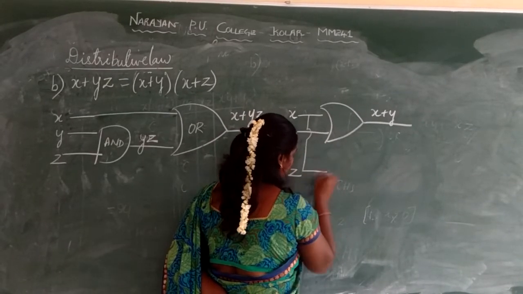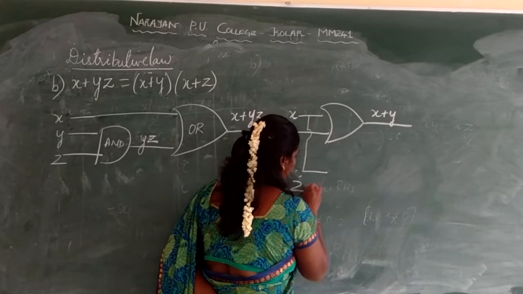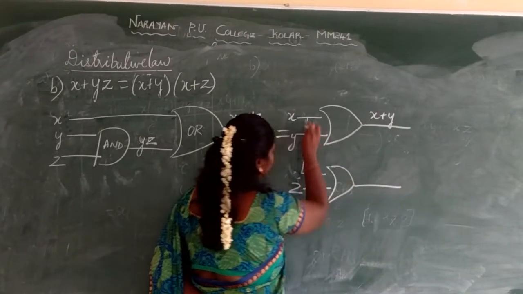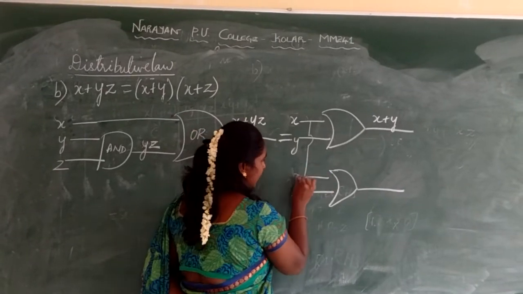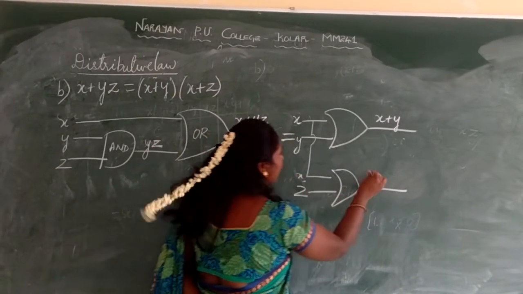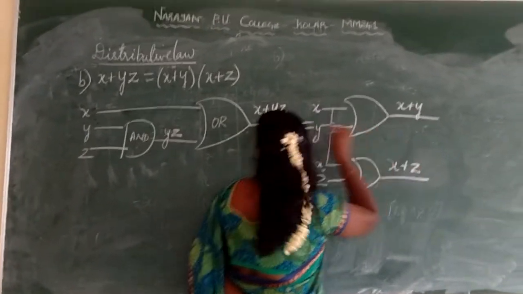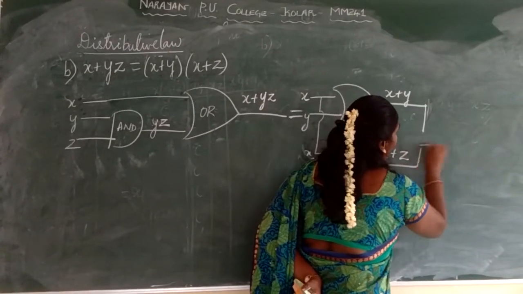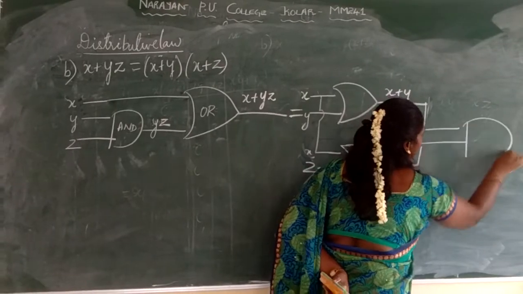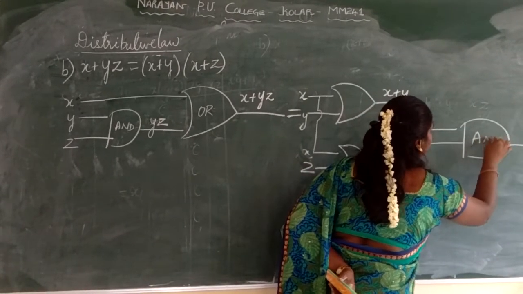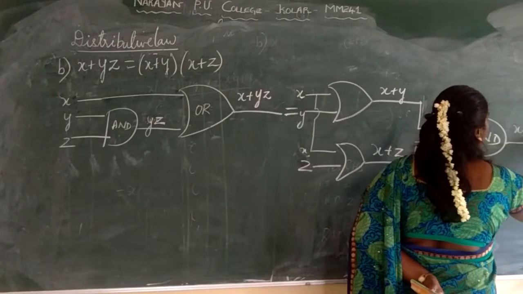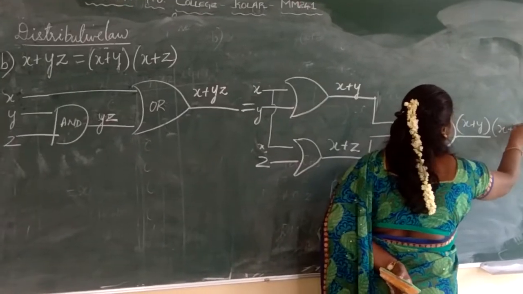Okay. This is your x, I am taking it as it is, x plus z. These two should be ANDed with your logical AND gate. That you get the result as x plus y into x plus z.